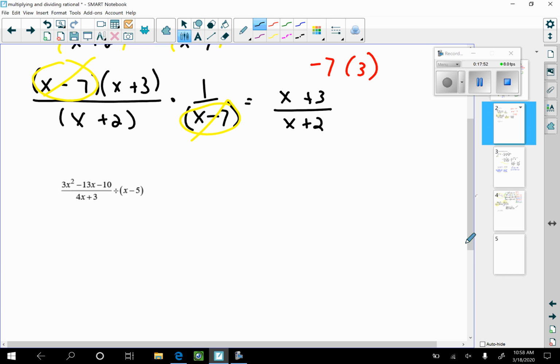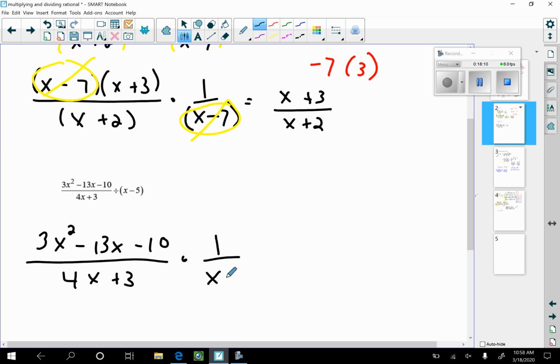Let's see. We're going to do one more example here. The first thing we're going to do is turn this into a multiplication problem. This thing is going to be hard to factor, maybe. I have this one right here, which is prime, and I'm going to times that by 1 over x minus 5. So what do I need to do? I need to factor this one right here. Let's see if we can get this accomplished. I think we can.